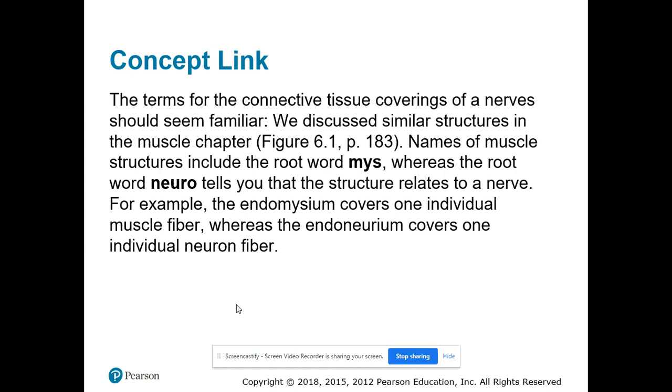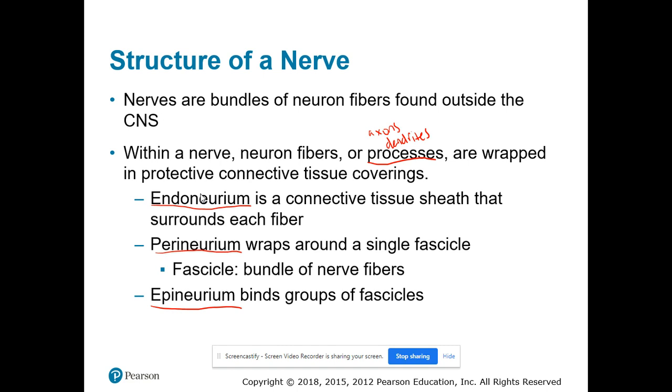These terms should sound familiar because we actually discussed a version of these words when we were going through the muscle chapter. When we named muscles and their coverings, we used the root word mysium. So you might be familiar with epimysium, endomysium, and perimysium. All we did was change the root word to neuro to tell us that the structure relates to a nerve. They tend to have similar functions in terms of protection and where they're located, but we just changed that root word. So going back, endoneurium, endo always meant the inside.